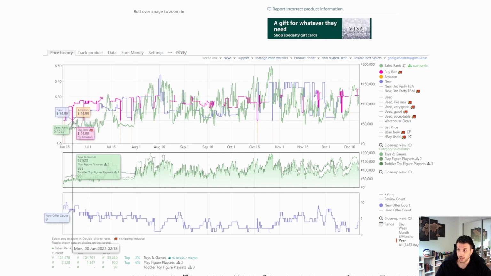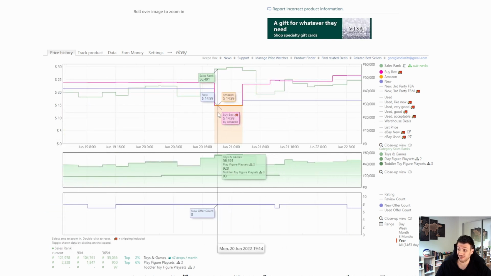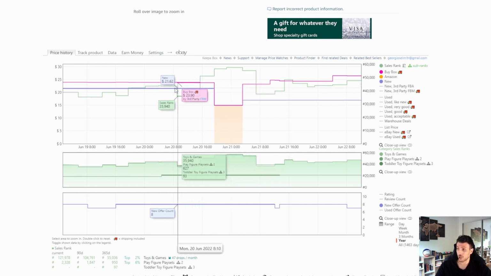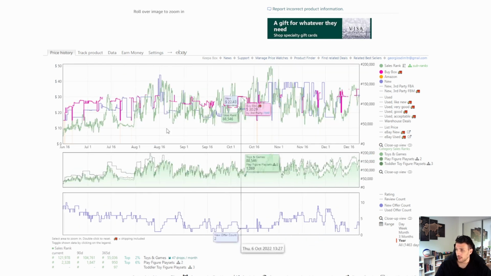So right there, it's below our break even, and it looks like it was Amazon just for a very short amount of time right here. What's that? That's Amazon. So for a very short amount of time, they came back in stock. They sold at that low price and then it shot back up again. So let's go back to the year and let's look at some more points.